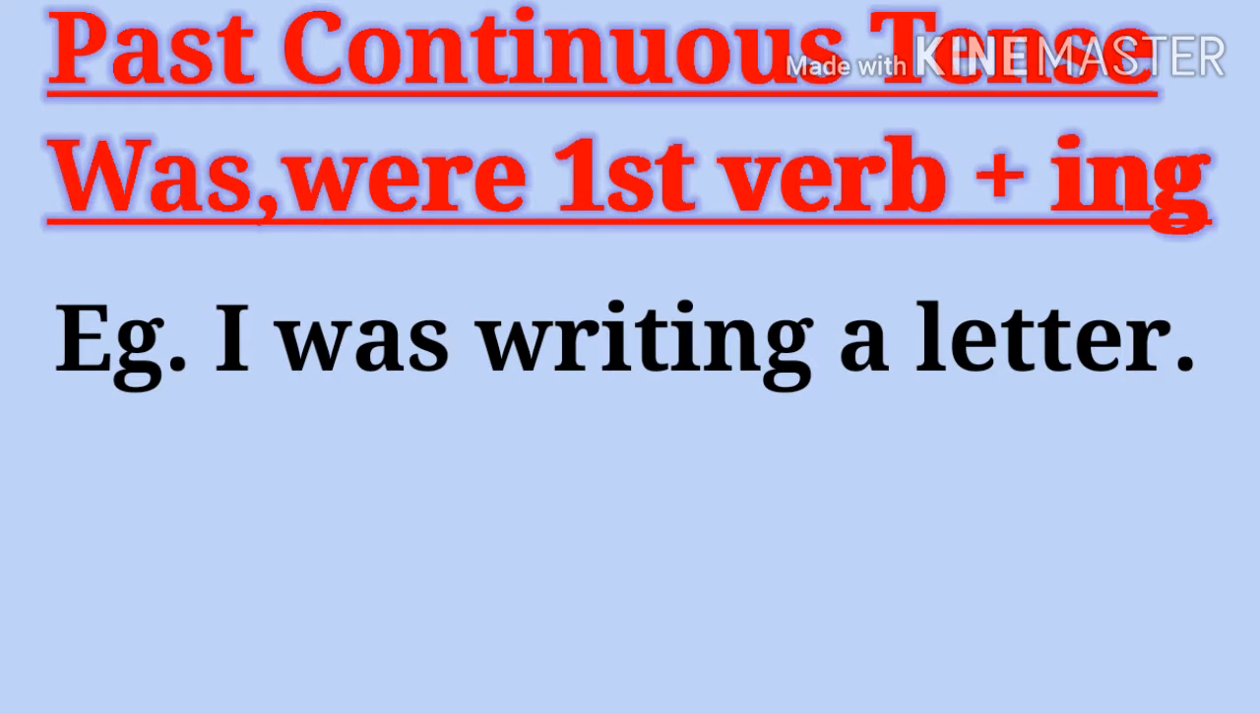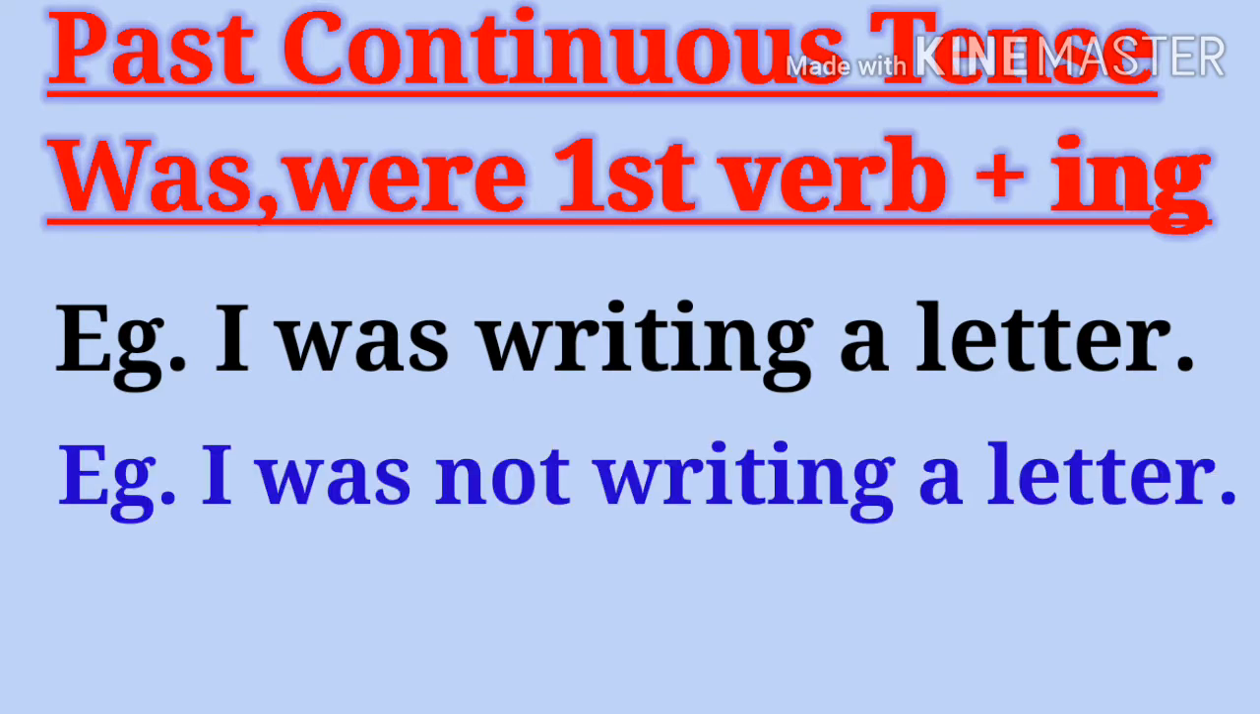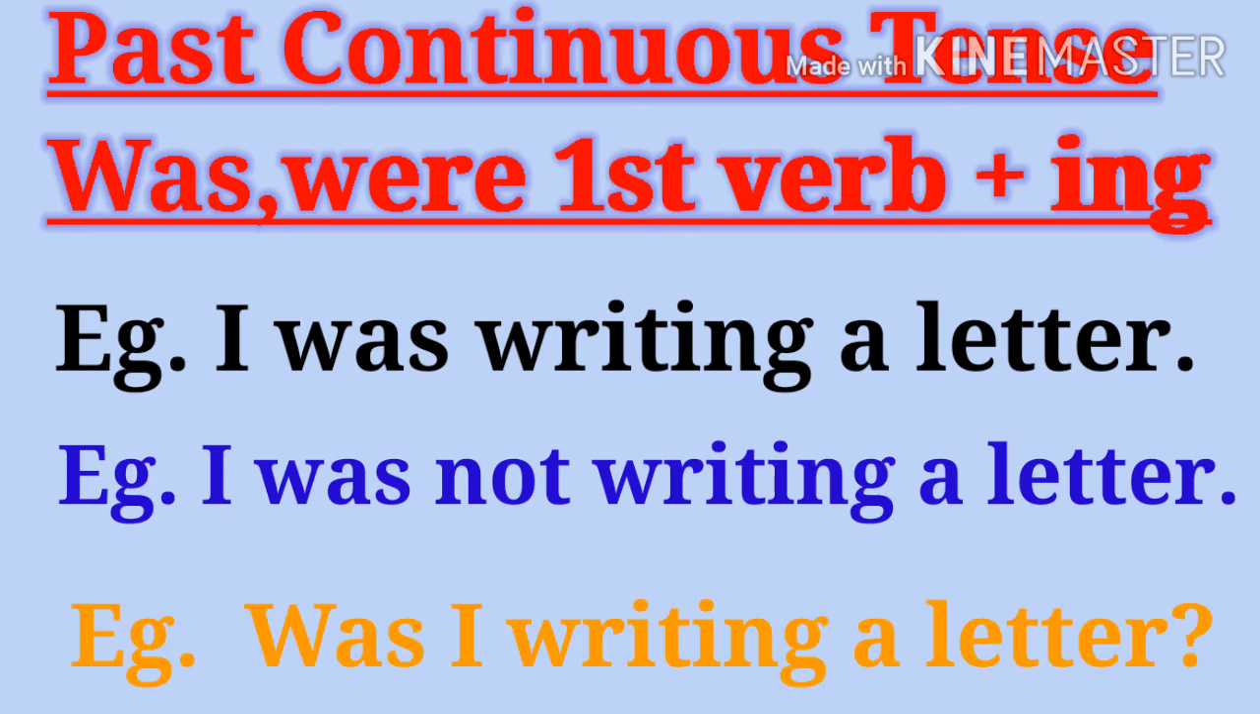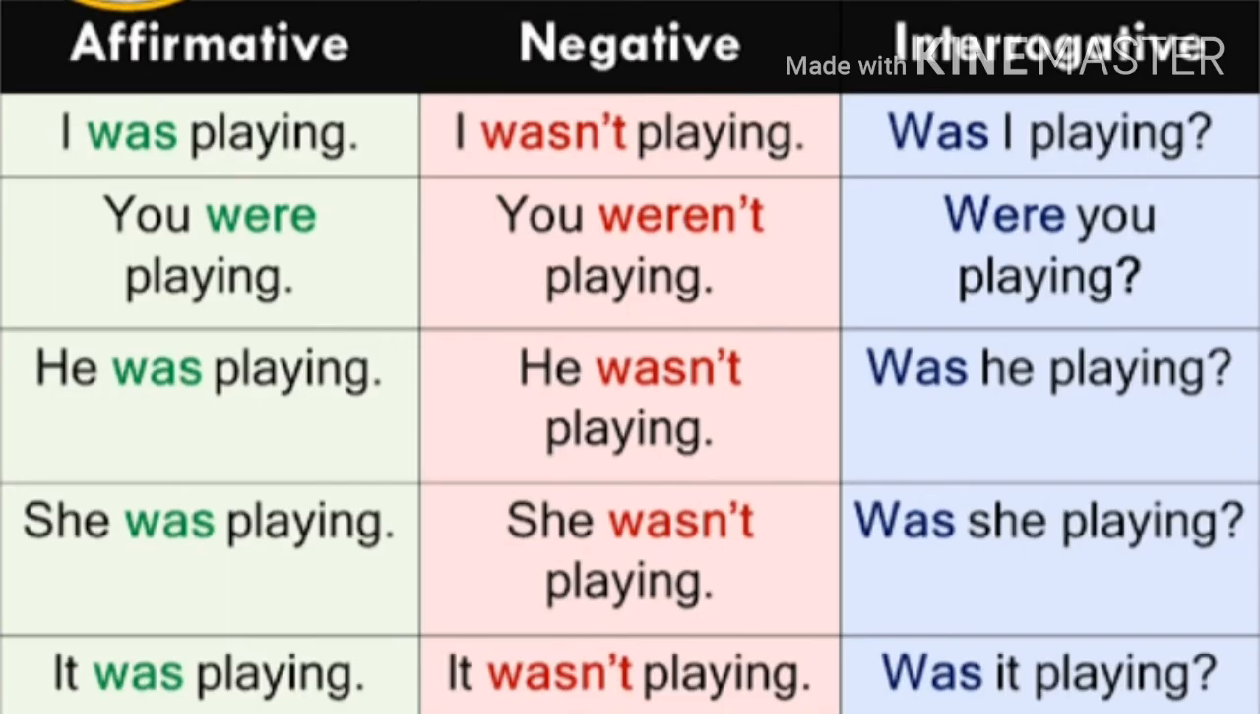Negative sentence: I was not writing a letter. Sentence structure: subject plus was plus not, first verb plus ing and object. Interrogative sentence: was I writing a letter? Sentence structure: was, which is the helping verb, subject, verb plus ing and object. Students, see more examples on your screen to understand it better.